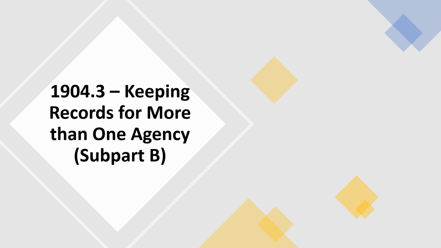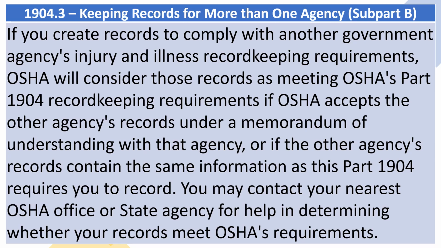1904.3 Keeping records for more than one agency. If you create records to comply with another government agency's injury and illness record-keeping requirements, OSHA will consider those records as meeting OSHA's Part 1904 record-keeping requirements if OSHA accepts the other agency's records under a Memorandum of Understanding with that agency, or if the other agency's records contain the same information as this Part 1904 requires you to record. You may contact your nearest OSHA office or state agency for help in determining whether your records meet OSHA's requirements.